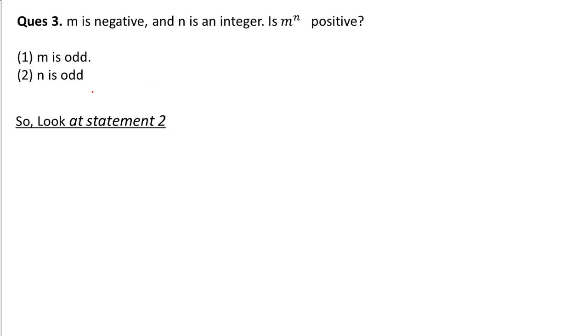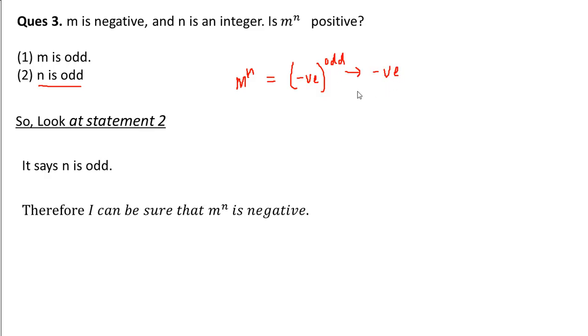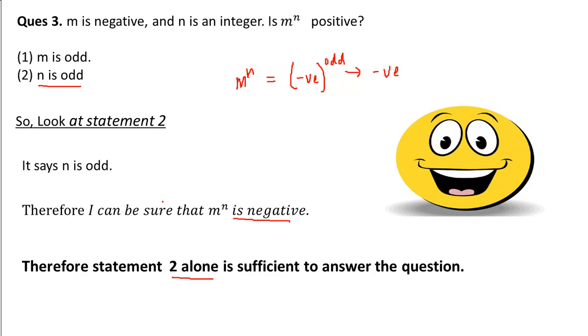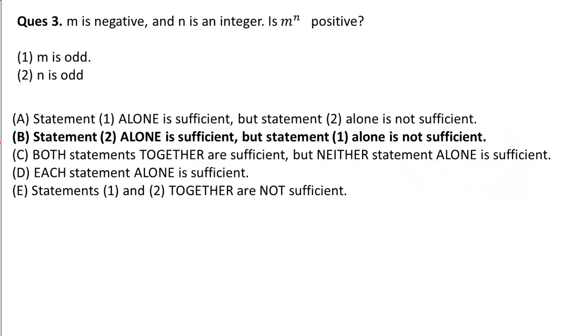Now have a look at statement number 2. It says n is odd. Therefore, m to the power n is equal to negative to the power odd, which is clearly negative. Therefore, I can be sure that m to the power n is negative. Hence, statement 2 alone is sufficient to answer the question. The answer to the above question would be option choice B. Statement 2 alone is sufficient, but statement 1 alone is not sufficient to answer the question.